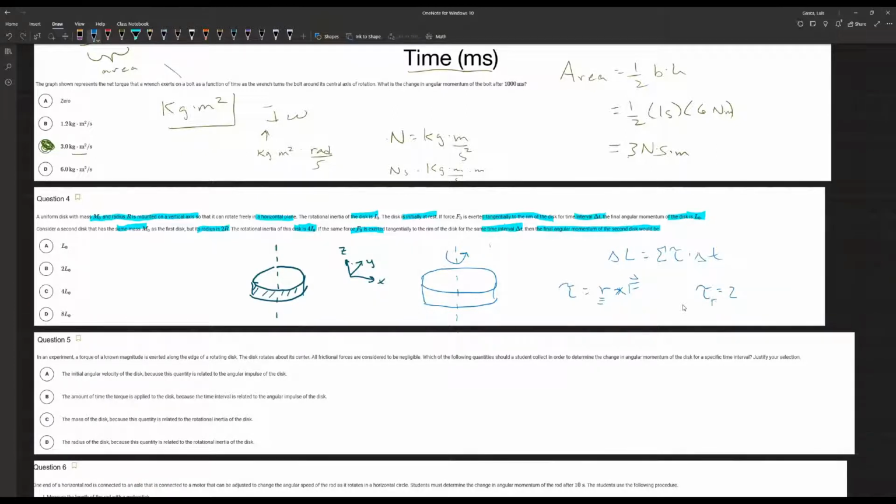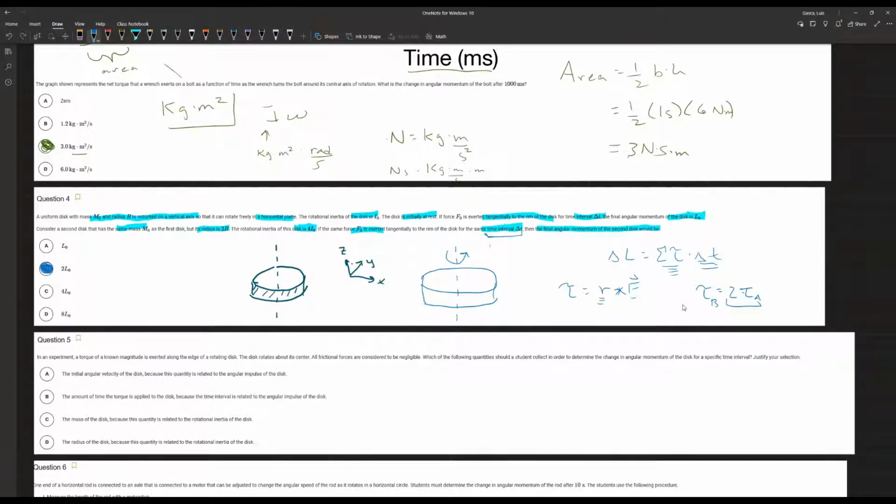We'll call this B. Torque equals twice as much as the original torque. Now it's the same time interval, so what ends up happening here is we're going to have the same amount of time as before, but now we have twice the torque because it's the same amount of force, but now it's acting at twice the distance. So B is our best answer choice here.